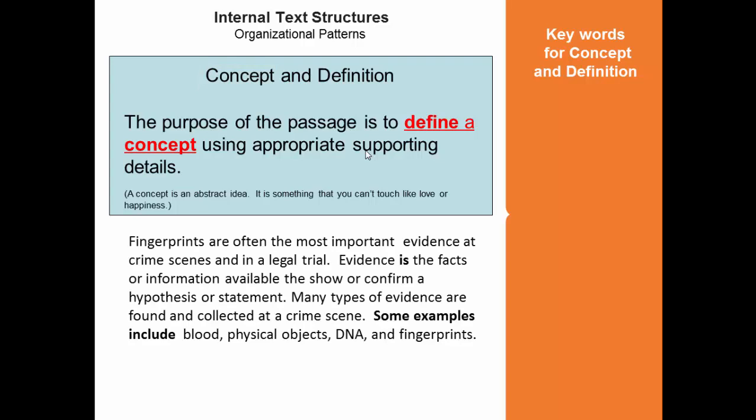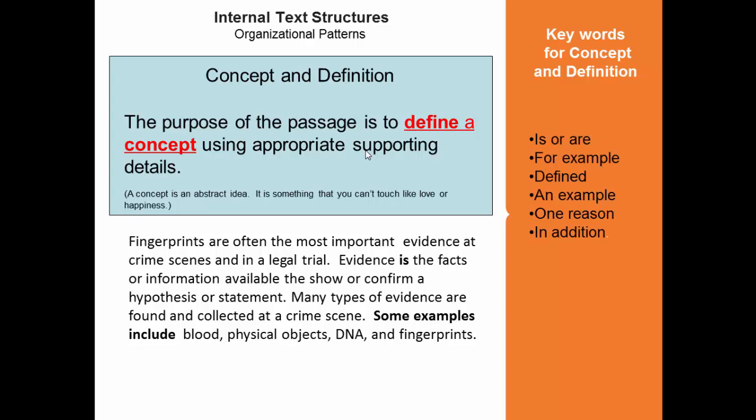Fingerprints are often the most important evidence at crime scenes and in a legal trial. Evidence is facts or information available to show or confirm a hypothesis or statement. Many types of evidence are found and collected at a crime scene. Some examples include blood, physical objects, DNA, and fingerprints.